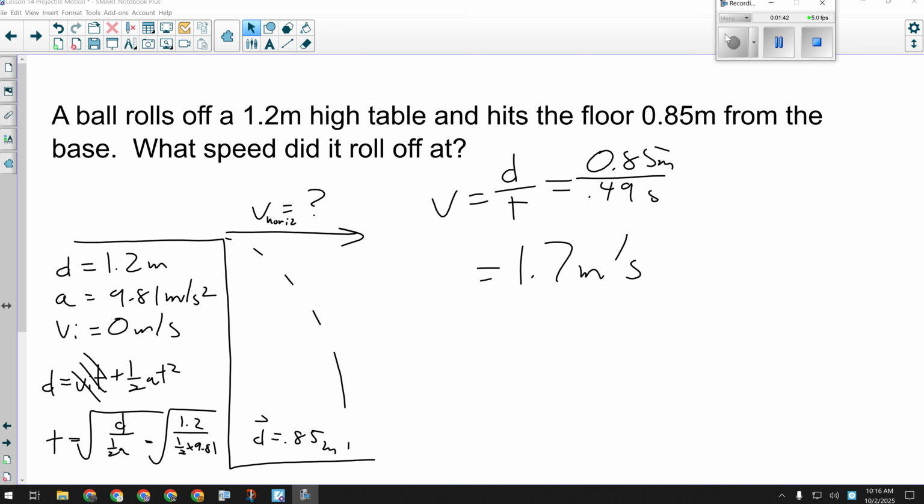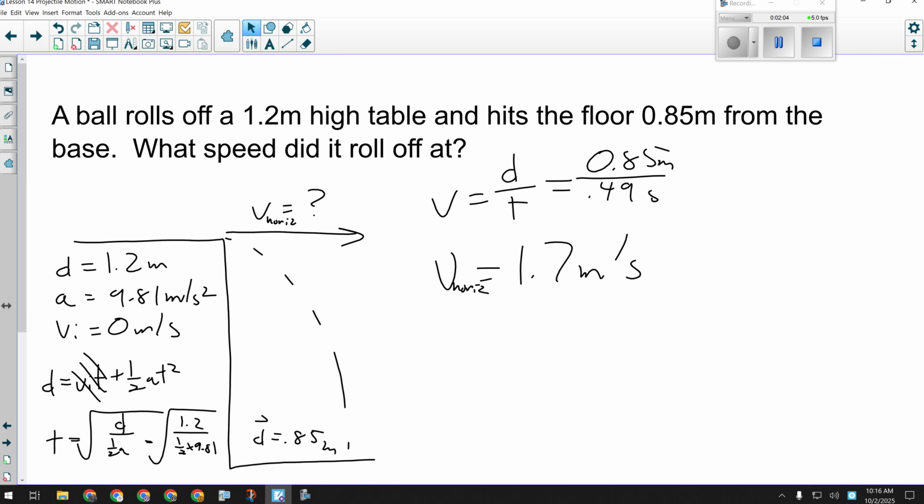I forgot to record all of that. So what we end up with there, guys, we calculate the time using the vertical information. Then we use the time from the vertical information to calculate the horizontal speed, which is the speed it rolls off at.